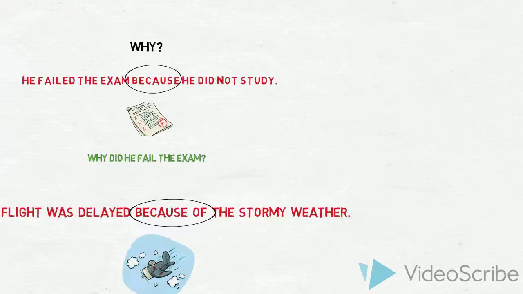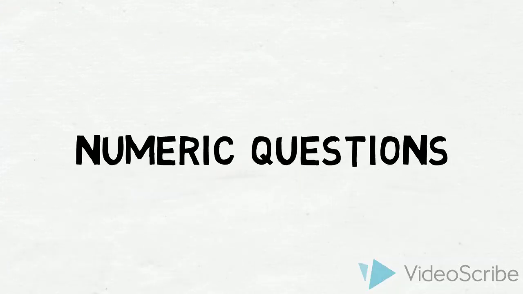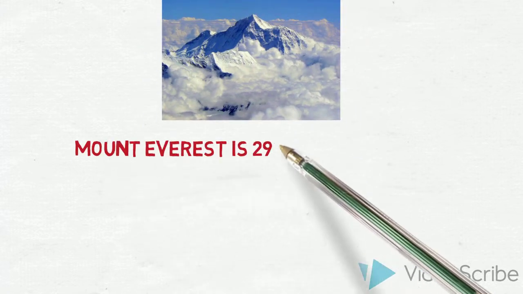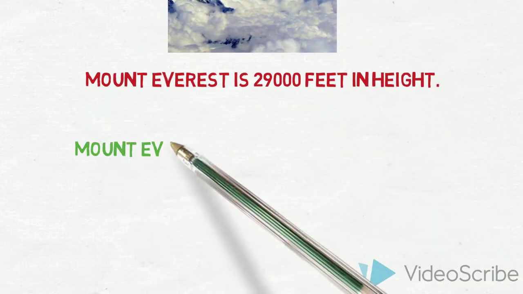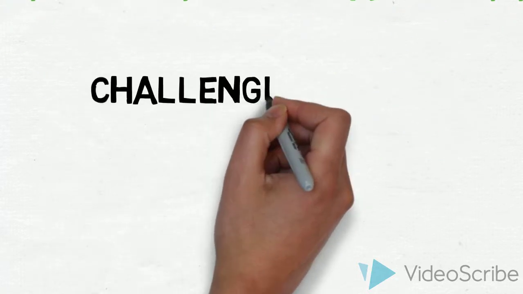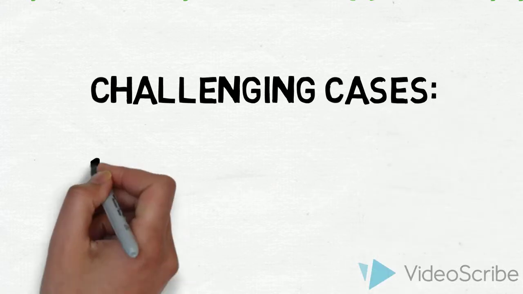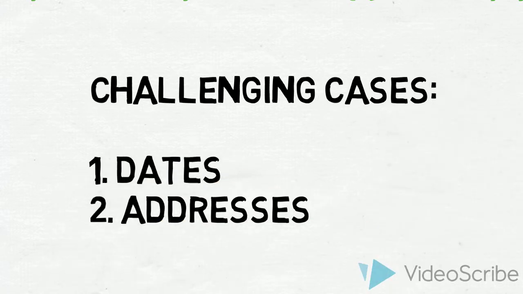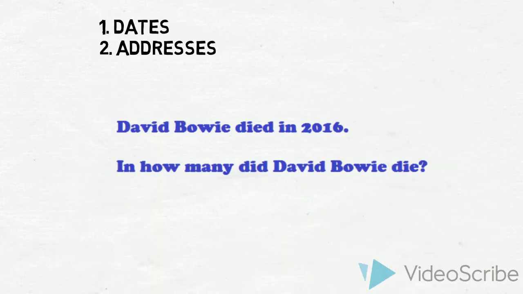Moving on to numeric questions. We look for the POS tag CD, which denotes numbers, followed by a metric. For example, Mount Everest is how many feet tall? The corner cases for these questions are dates and addresses. Both of these cases do not fall in the numeric question category, and these questions are not grammatical.